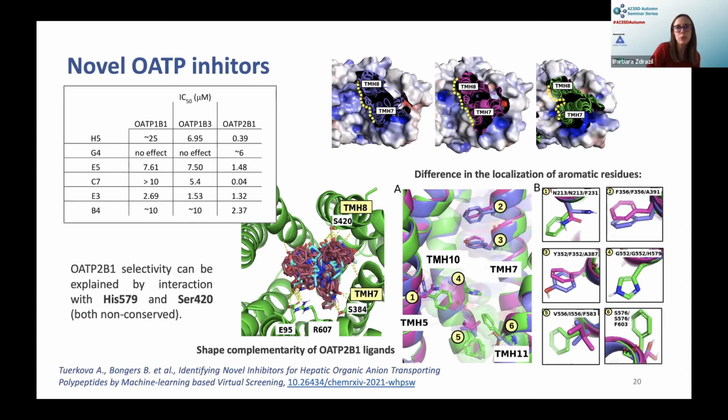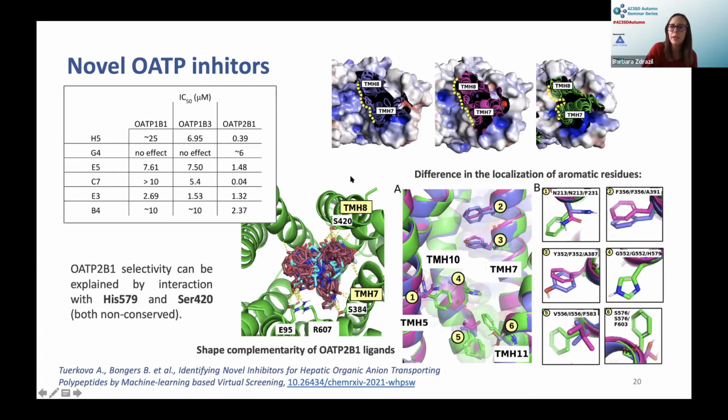And then there are 2 that are selective for OATP-2B1 here, so this G4 and B4. And then there are 2 compounds which are pan inhibitors. So what we then further did in this paper, we looked really closely into the binding modes and wanted to find an explanation again for selectivity. We have learned already from the previous studies a few things about these transporters, but really with respect to steroids, and now we have a larger diversity of ligands.